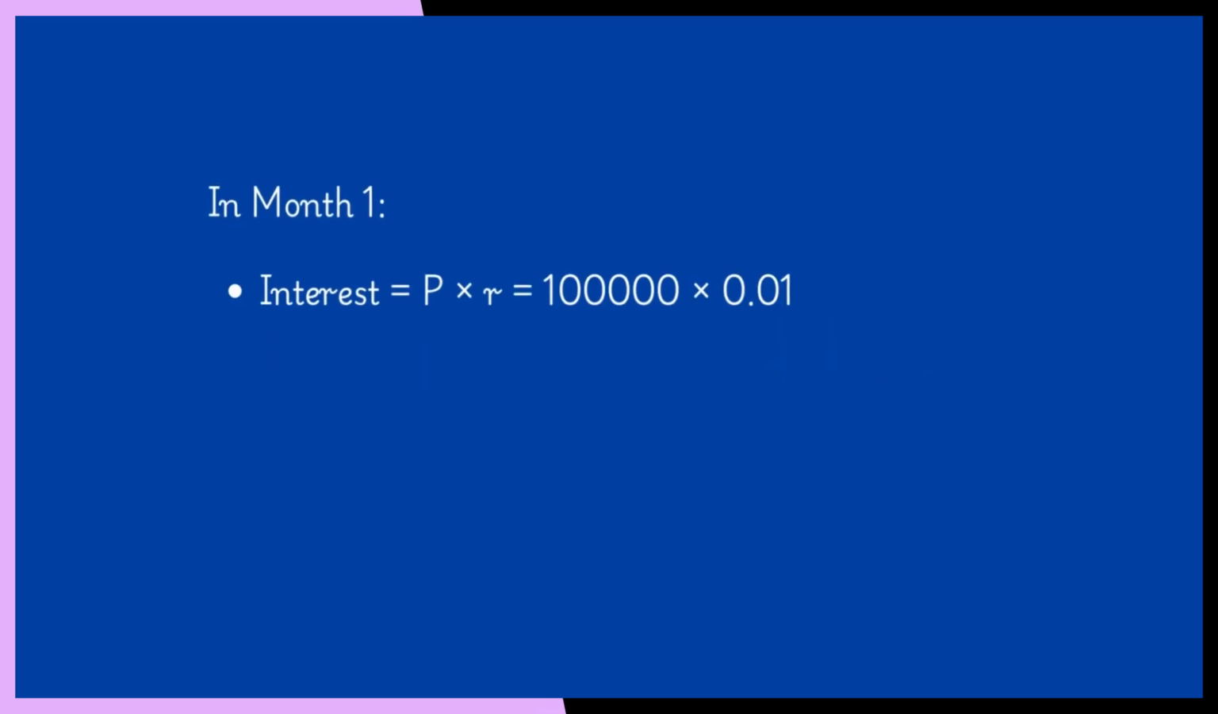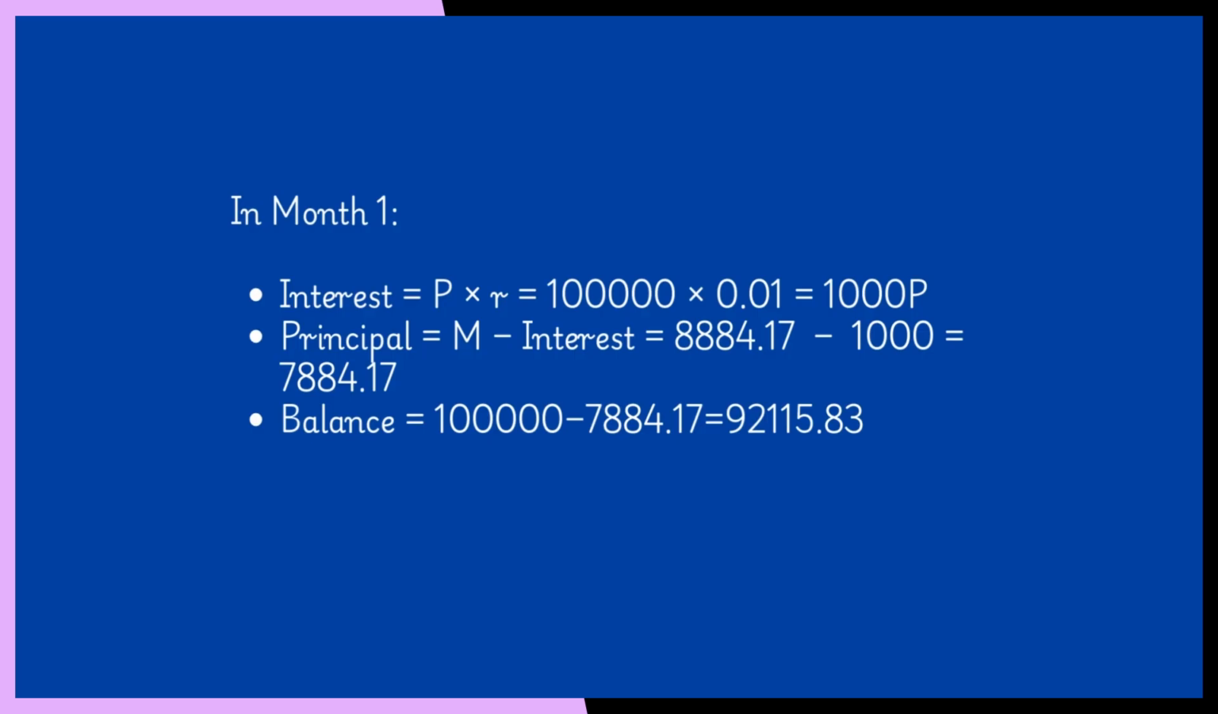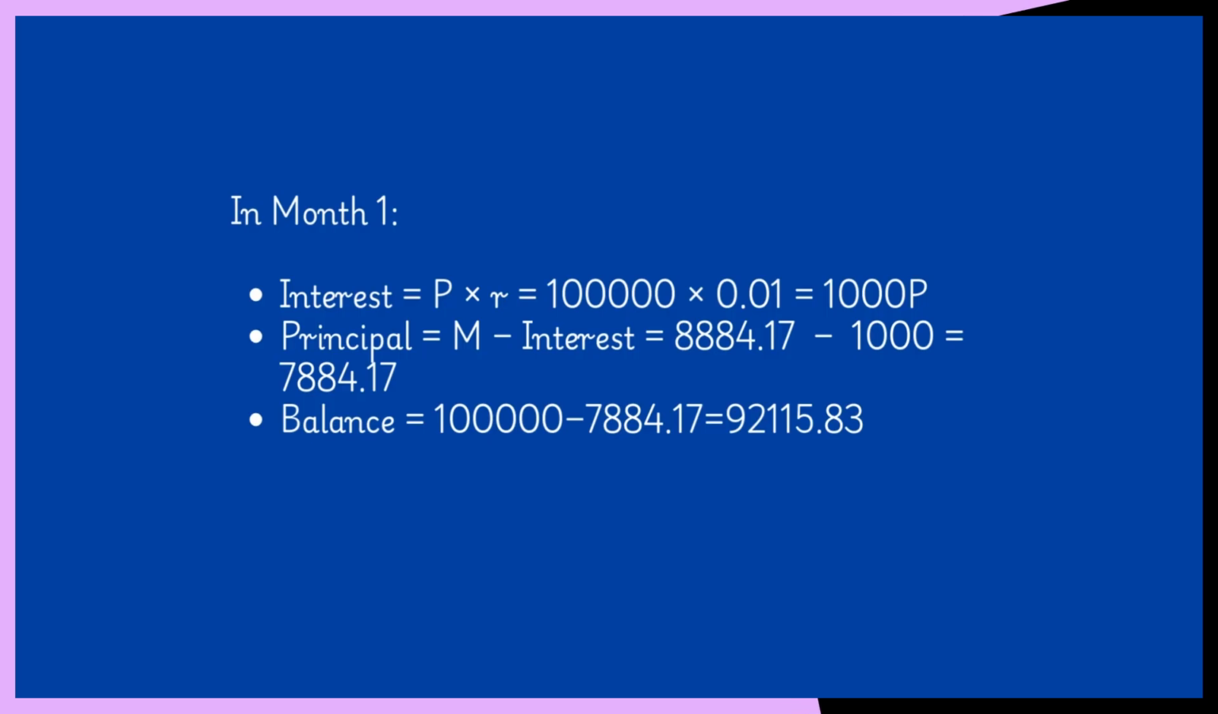For the first month, your interest would be P into R, which is the principal amount into the rate of interest, and this will give you 1,000 rupees. So if you subtract 1,000, that is the interest of month 1, from the monthly EMI, that is 8,884 rupees, you will get 7,884.17, and your remaining balance would be 1 lakh rupees minus 7,884.17, which is equal to 92,115.83. Notice that in the beginning, more of your payment goes to interest and less to principal.